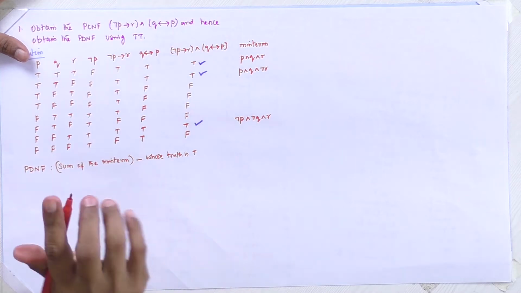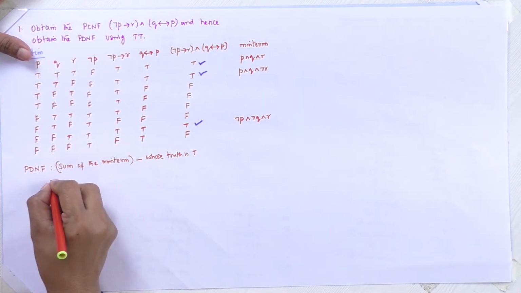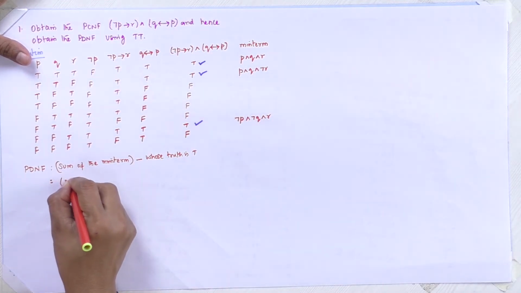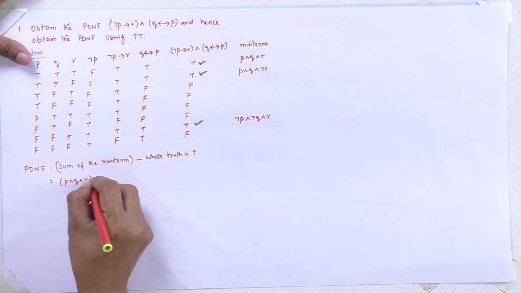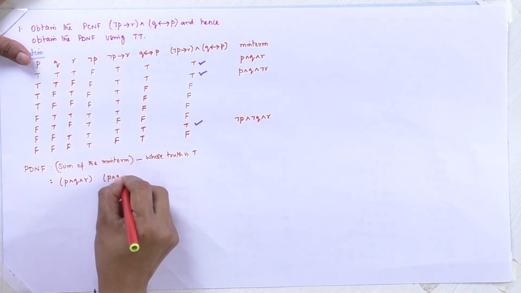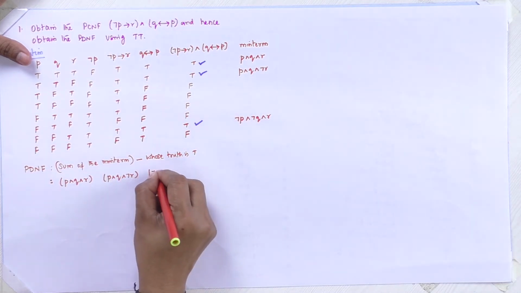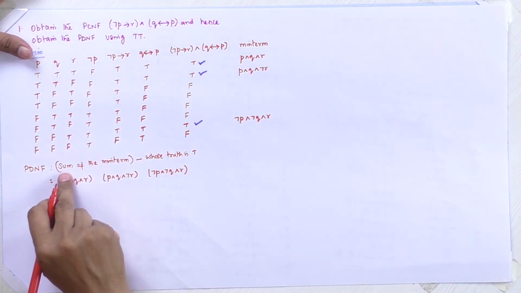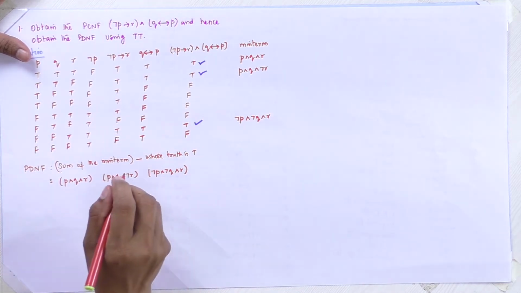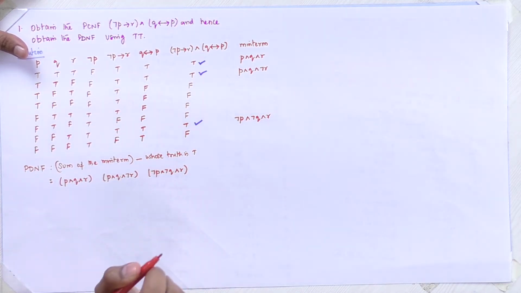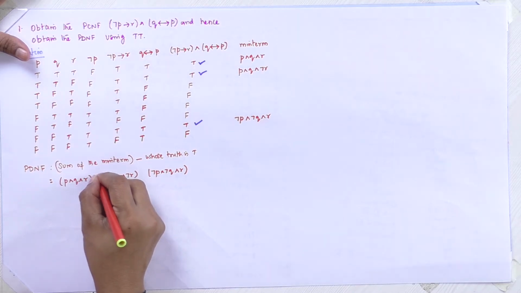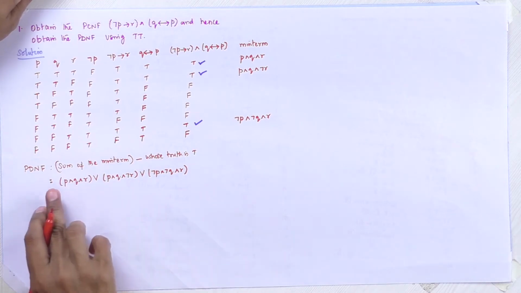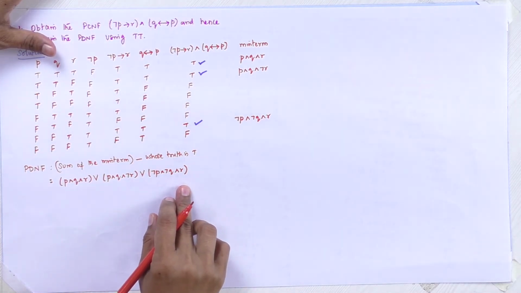So the sum of the minterms, whose truth value is T. Now this is the sum of the minterms. I will write the minterms: P and Q and R, then P and Q and not R, again not P and not Q and R. So now what does it say? It says it is the sum of the minterms. Sum in the sense, what should be the connective you will get into your mind? That is disjunction. So this is my required PDNF, right? Understood? So the required PDNF is this.